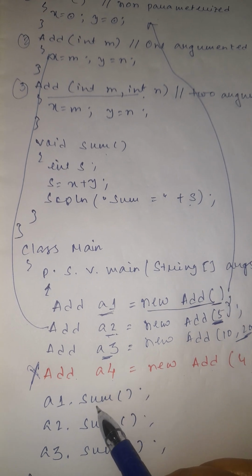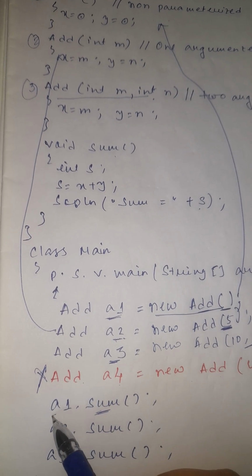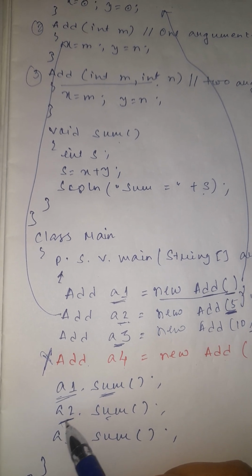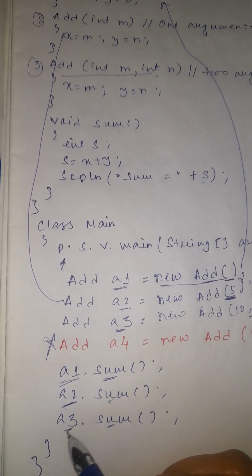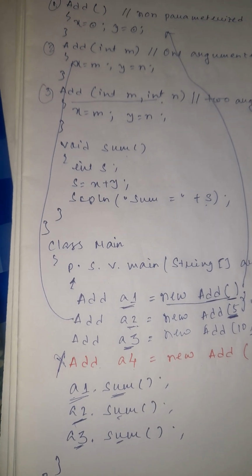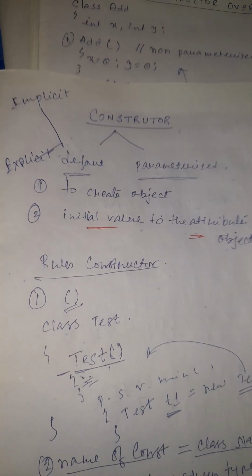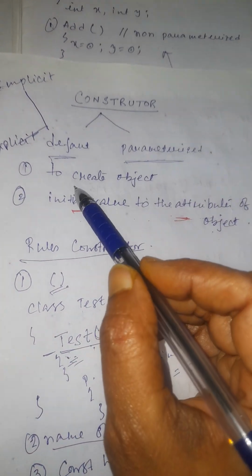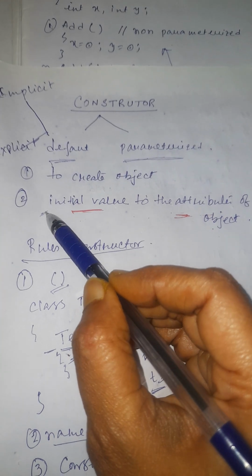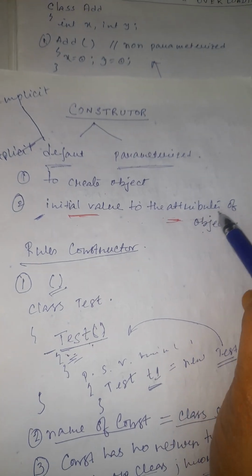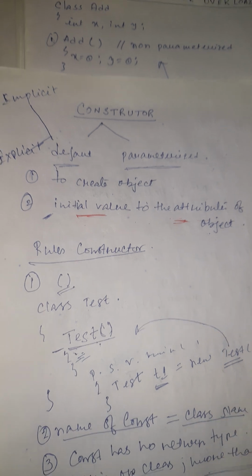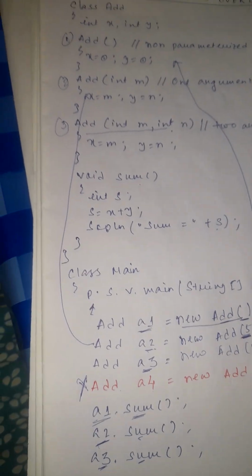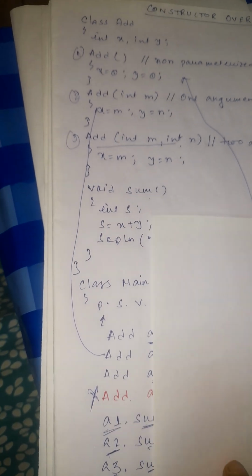Now I will call this sum function with the help of the object a1. Again I want to call it with the help of the object a2, and last with the help of the object a3. Last session we discussed why we use the constructor: one purpose is to create the object, and one more purpose is to initialize the values of the attributes of the object. Clear? So what are the attributes of the object? Here you see how many objects I have: object a1, object a2, and object a3.